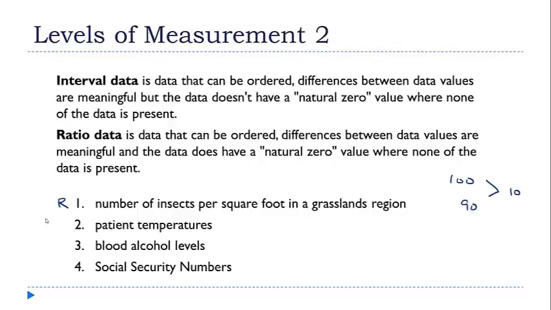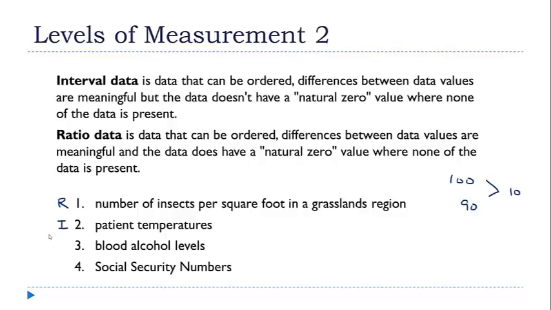For example, a temperature that would be deadly for one patient might not be for another. So because we can't clearly define a minimum value that's going to apply to every patient, patient temperatures would have to be interval data.